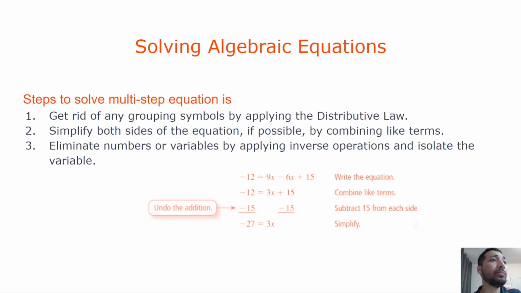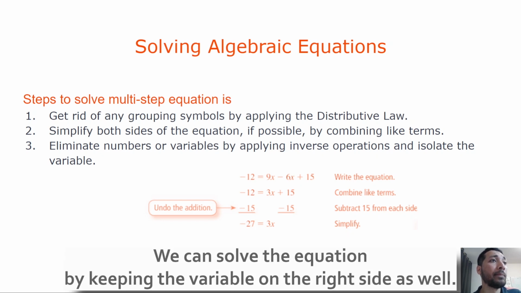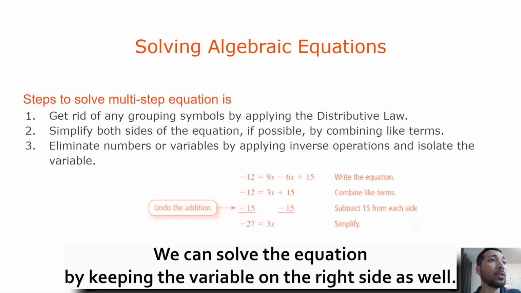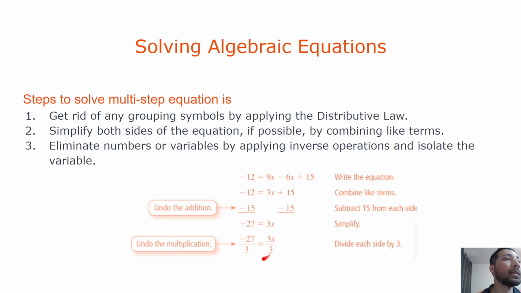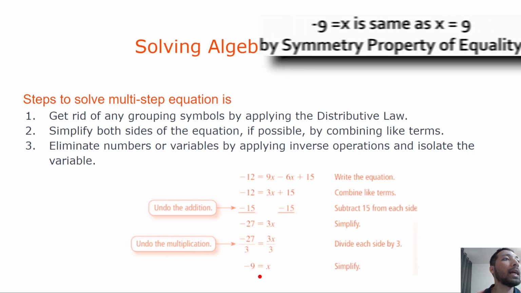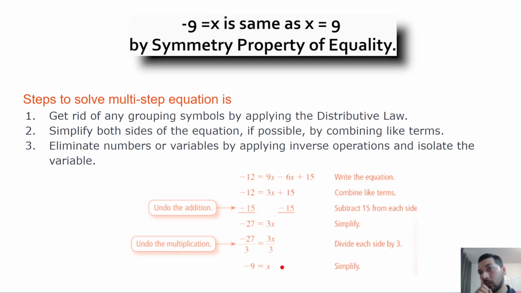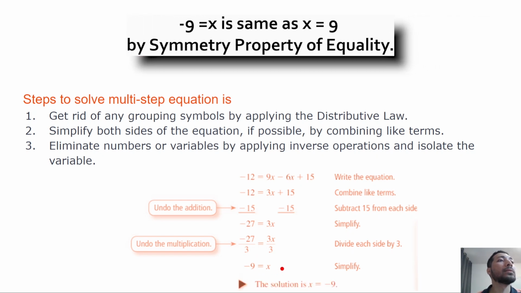Now we need to get rid of the numbers from the right side to the left side. So if you want to get rid of the 15, we subtract 15 from both sides. So we have negative 27 equals 3x. So we divide both sides by 3. Use the division property. We get negative 9 equals x. That's how we solve x. So our answer is x equals negative 9.